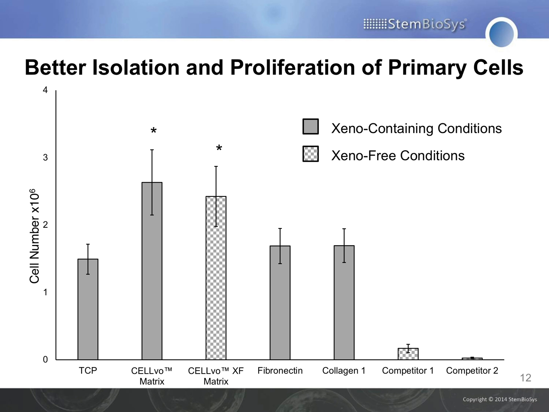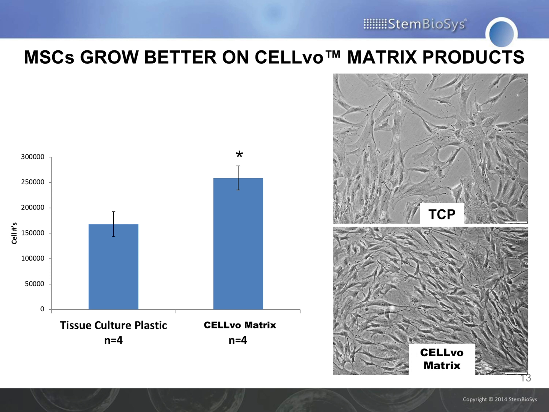And I should mention the cell type here is also a bone marrow mesenchymal stem cell that we put onto these different substrates. And you can see the significant difference in the numbers of cells when they're grown on our CELLvo Matrix products than on these competitive products. We see the same results, certainly with mesenchymal stem cells of different types. So the one we're showing here, I believe this is from adipose-derived mesenchymal stem cells, but we see it with bone marrow, adipose, umbilical cord blood, umbilical cord tissue. Different types of MSCs respond the same to this extracellular matrix.